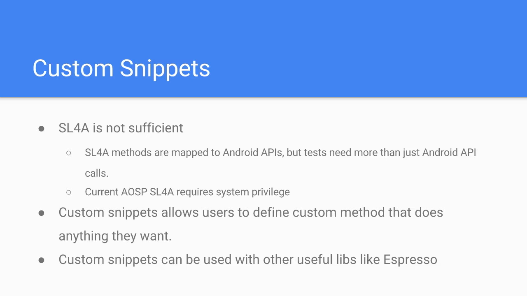And also because SL4A requires system privilege, which could require installing an AOSP build of Android, it gets kind of hairy. So to do that, we have custom snippets, which are basically just like SL4A callbacks, but you write your own code and you expose that to the RPC server. So from the Python side, you can invoke your own Java code at any time. And now you can use it for your own SDK calls, like JUnits, you can use it for Espresso, whatever else you want to run on the device.